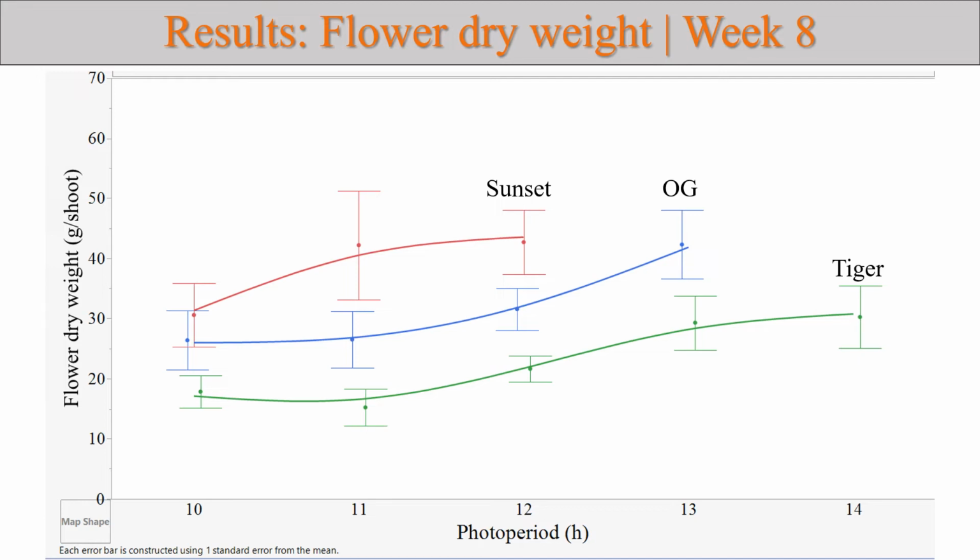Jumping back to our flower dry weight, now we'll look at OG, and we see that the 10 and 11-hour photoperiods for OG are fairly similar. We start to see a small increase at 12 hours, but not a significant difference. And then we start to see a large increase at 13 hours for flower dry weight.